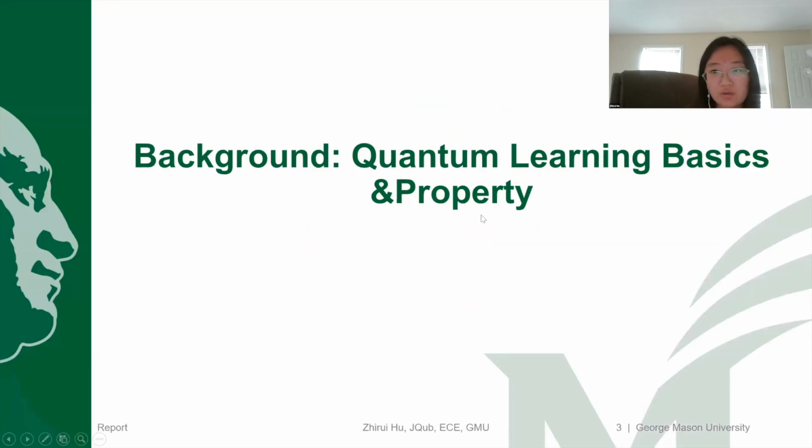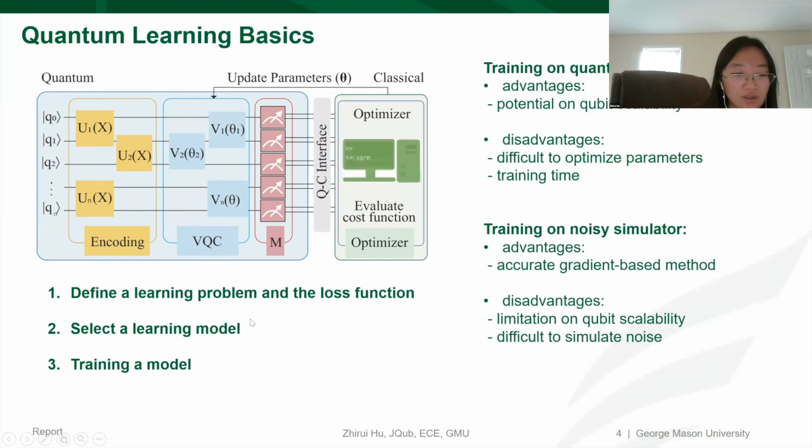First, I will introduce quantum learning, the basics and the properties. Here are the steps for quantum learning. First, we define a learning problem and the loss function, and then we select a learning model. For quantum machine learning, there is a common model. The first part is encoding, the second part is computation, and then we do measurement.